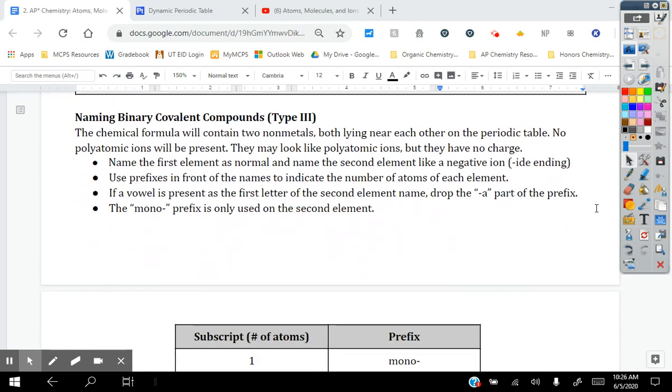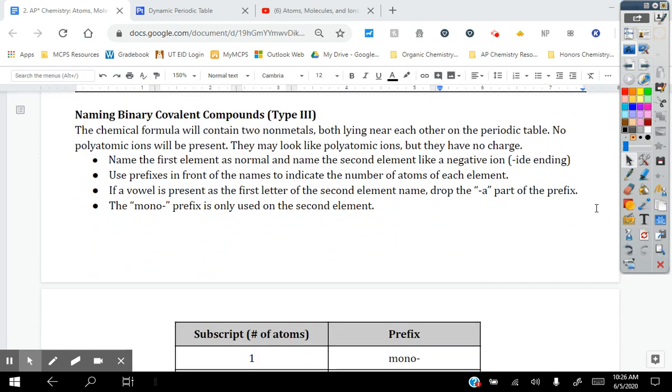Okay, welcome back. Binary covalent compounds. This is the third type that I was talking to you about. These ones we're not going to see as much, but it is good to know how to decode them. The chemical formula will contain two nonmetals, both lying near each other on the periodic table. They may look like polyatomic ions, but they are not polyatomic ions. They're only polyatomic ions if there is a charge.